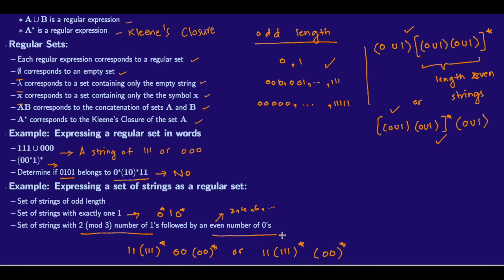So this is about regular expressions and regular sets, and how do we go from a set of strings to a compact expression using a regular expression, and how do we go from a regular expression to a set of strings which define those expressions.